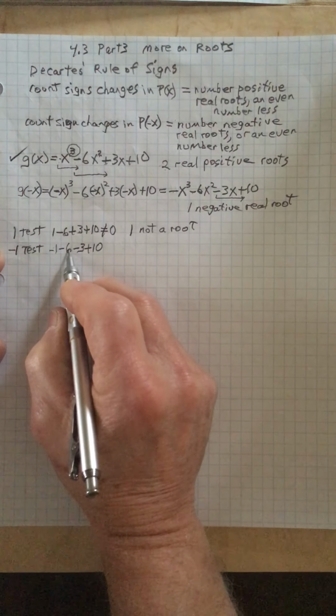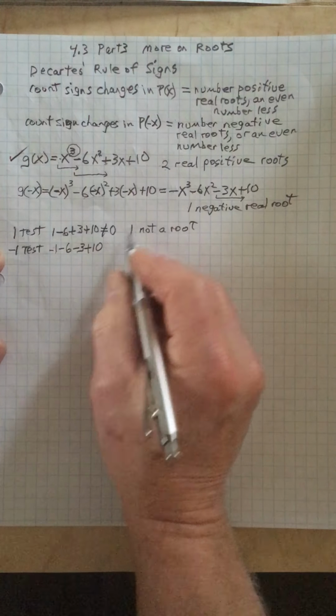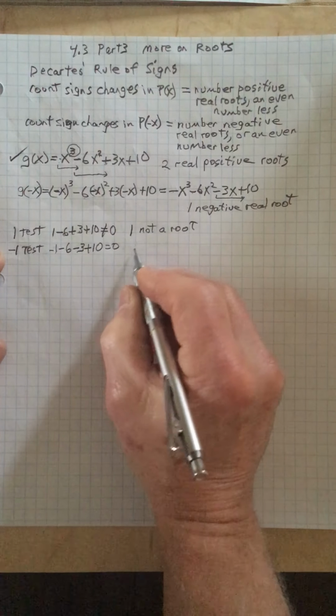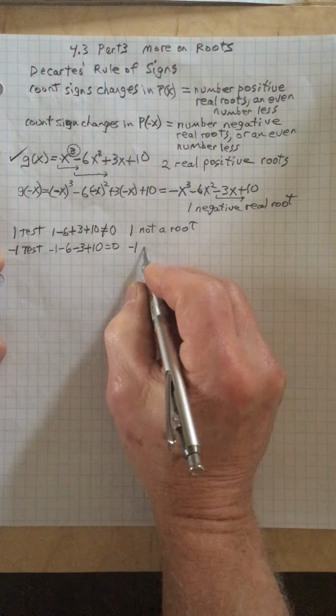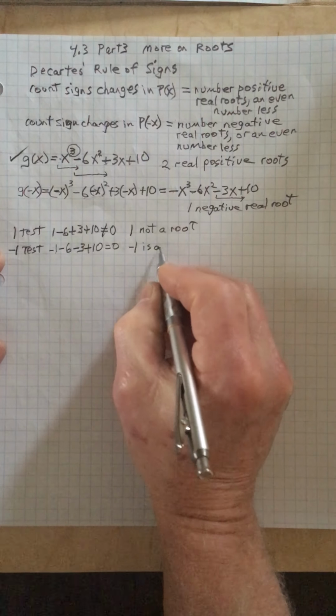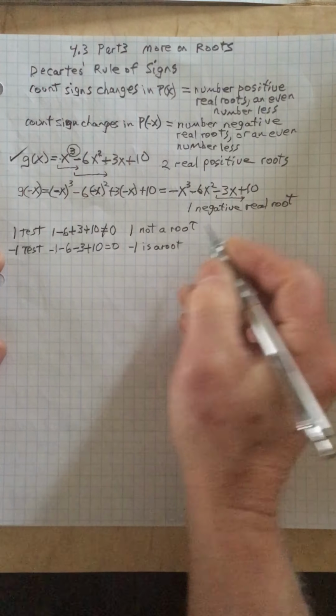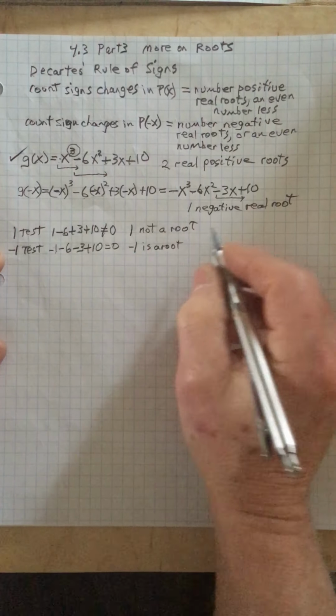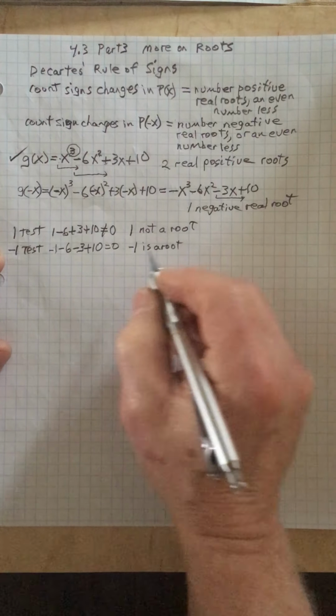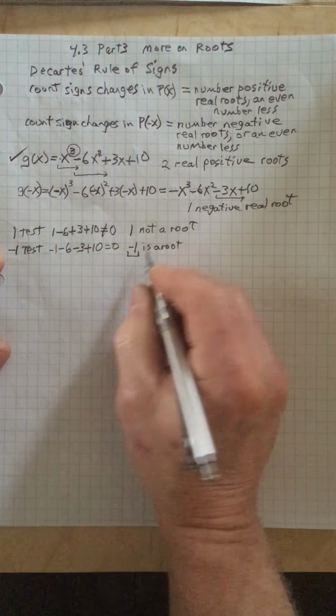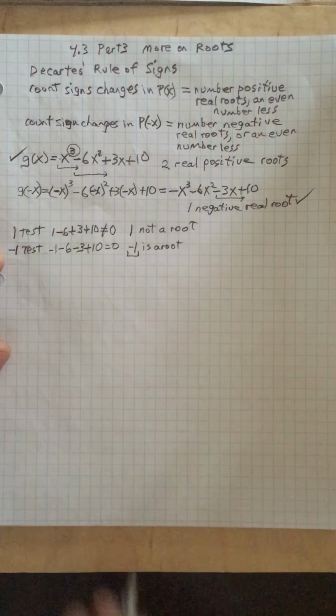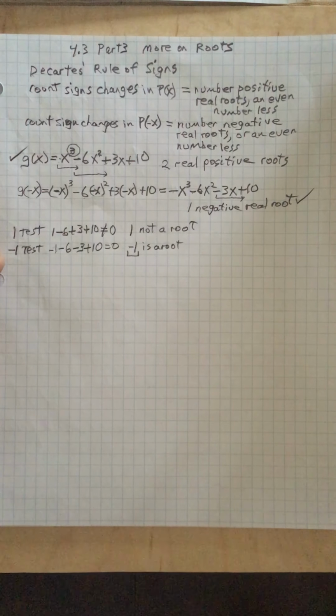Okay, 1 minus 6 minus 7 minus 10 plus 10, that equals 0. That means -1 is a root. So we have a root, and as a matter of fact, that's a negative root, so we found the one and only negative root.